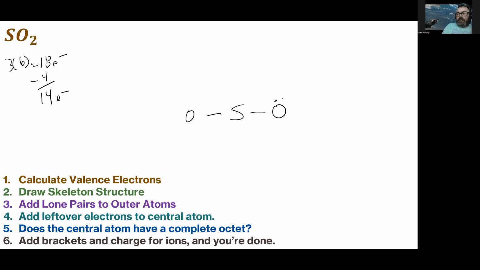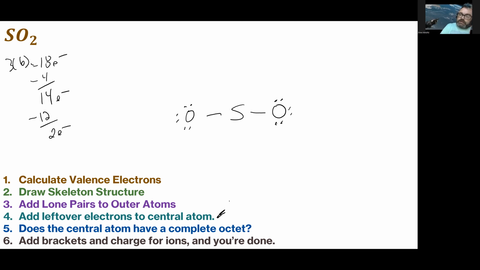Give our outer atoms 12. 1, 2, 3, 4, 5, 6. Not 12, 8. What am I thinking? Okay, there's that. So we've used 12 electrons. That's what I was thinking. We have 2 electrons left over.